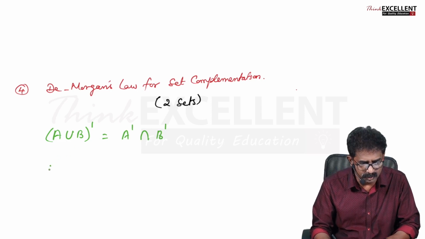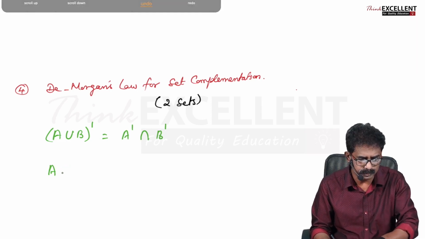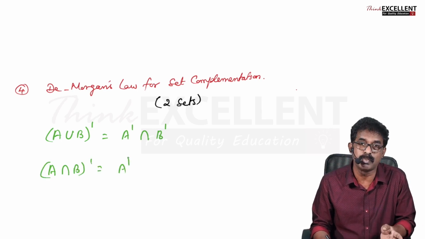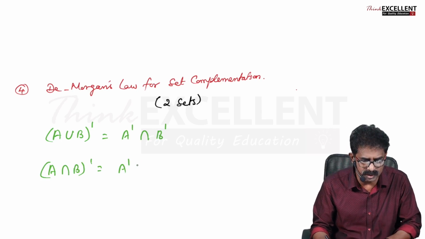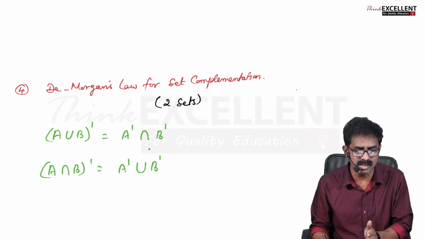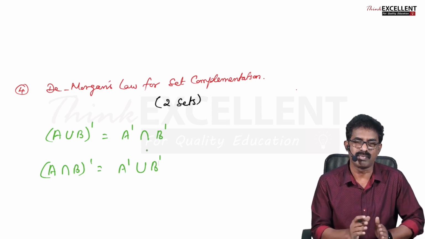In the same way for the other one, you can say the answer now itself. What is the next one? Instead of union, intersection, right? A intersection B, the whole dash. What's your answer? A dash, the intersection becomes union, right? A dash union B dash. Okay, so these are the two De Morgan's laws for set complementation, or for two sets.